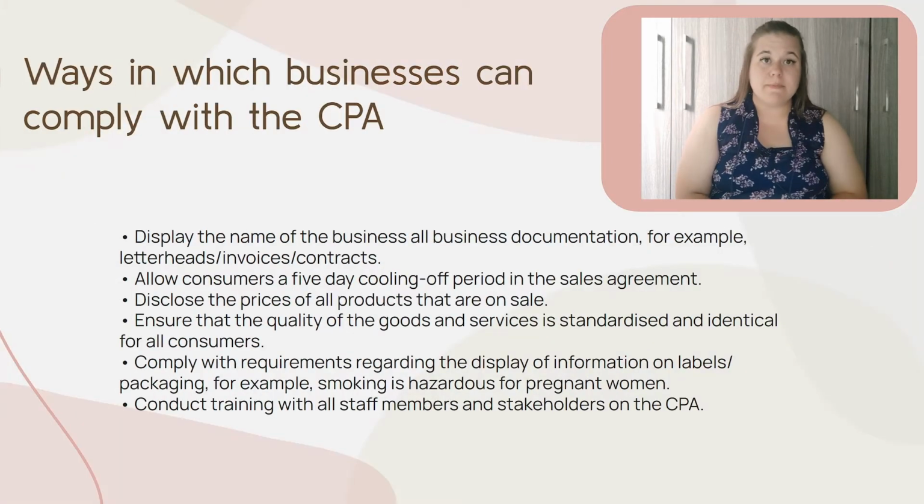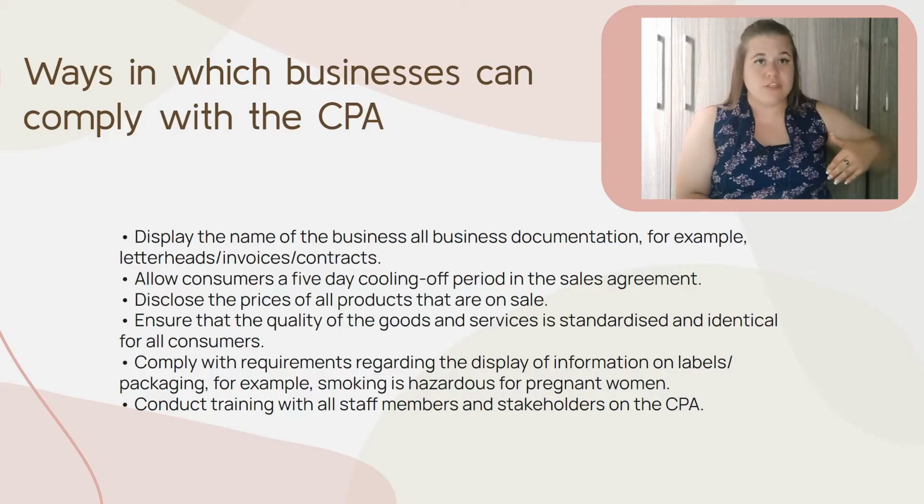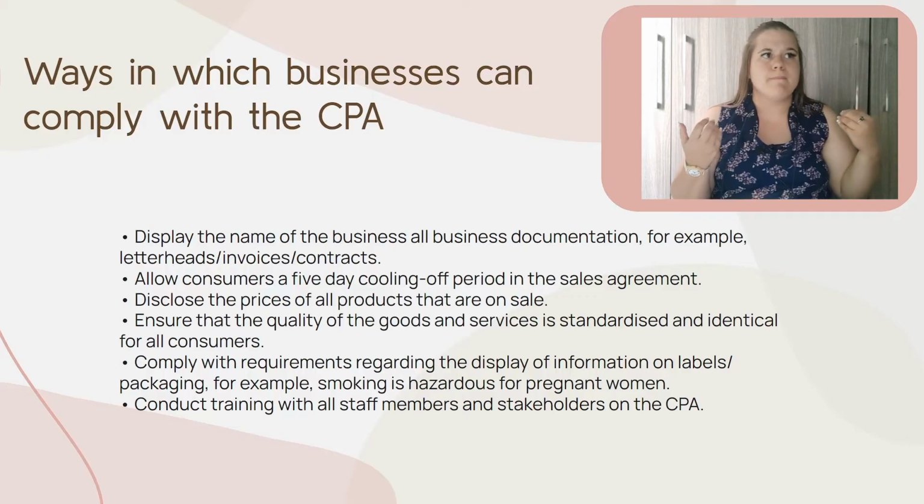So what are ways that a business can comply with the Consumer Protection Act? They can display the name of the business on all business documentation. So for example, letterheads, invoices, and all contracts. That way you know that this contract, these invoices, all these details is from that specific company. Otherwise, there is no liability and responsibility placed on anyone.